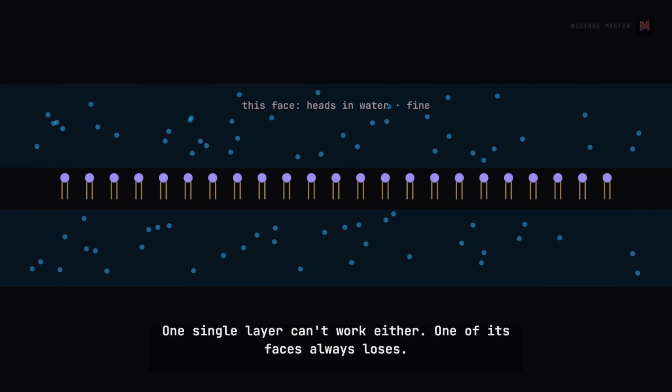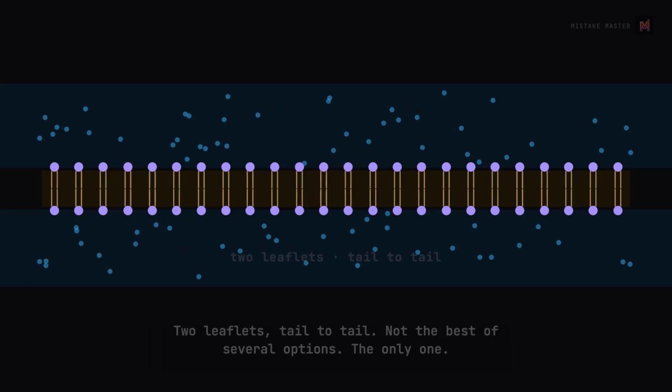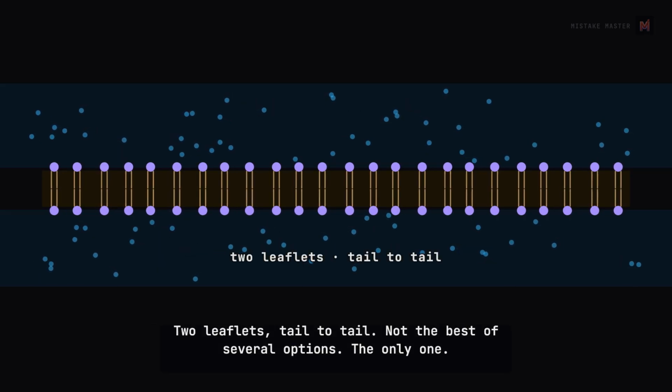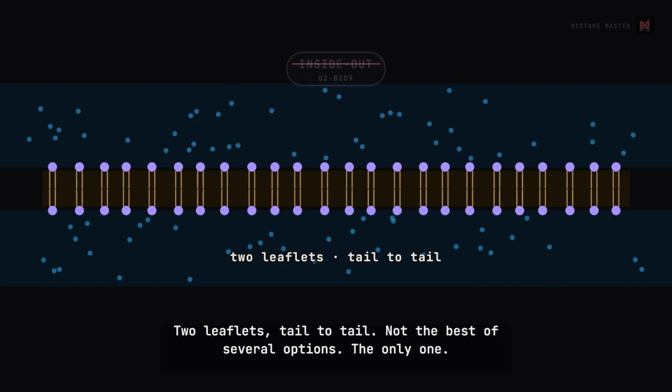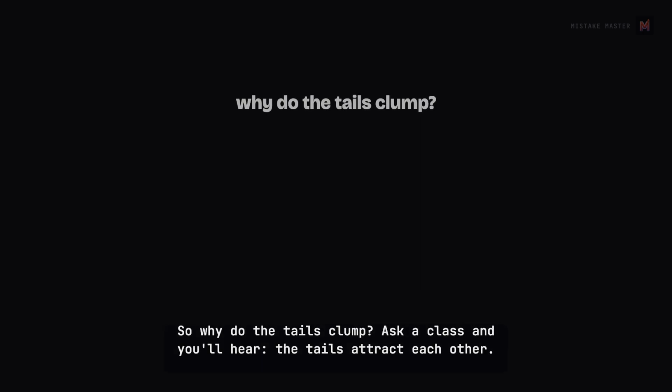One single layer can't work either. One of its faces always loses. 2 leaflets, tail to tail. Not the best of several options. The only one. So why do the tails clump?